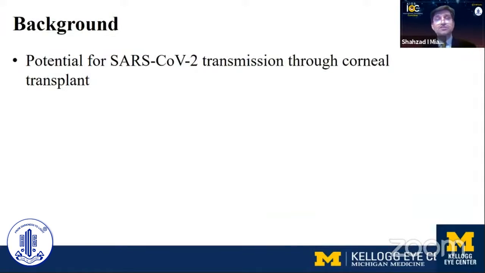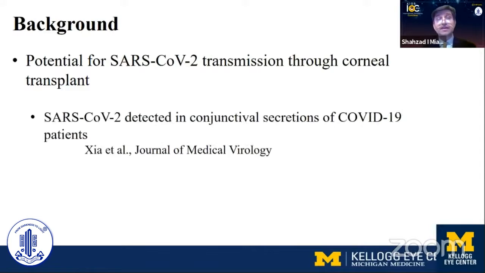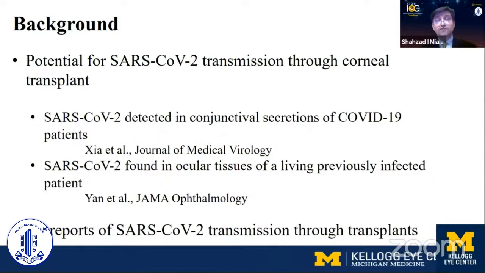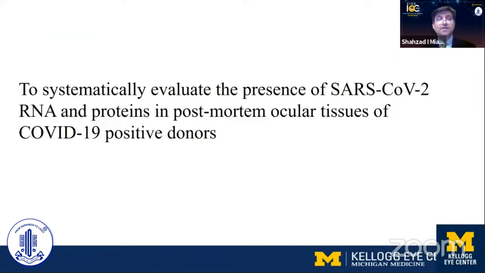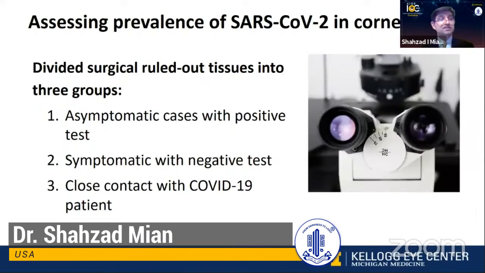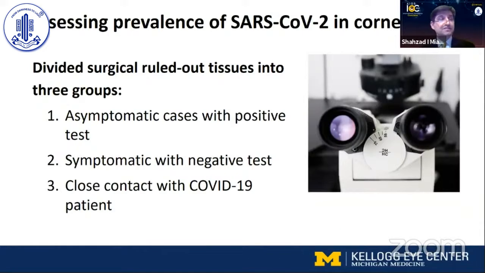So the potential for SARS-CoV-2 transmission through corneal transplant is certainly there, with SARS-CoV-2 being detected in conjunctival secretions of COVID-19 patients and found in ocular tissue of living, previously infected patients. Although again, there's no report of SARS-CoV-2 transmission through transplants. We wanted to systematically evaluate the presence of SARS-CoV-2 RNA and proteins in post-mortem ocular tissue of COVID-19 positive donors. The route of transmission and infiltration of the virus within the ocular tissue is still unknown, and these questions are obviously critically important to all ophthalmologists, the eye banking industry, and the field of sight restoring transplantation.